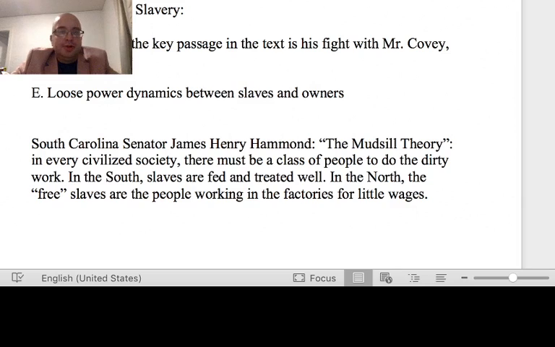Like I told you guys before too, there was lots of Southern literature that's not often read that also sort of argues for the institution of slavery. Lots of times the works of William Gilmore Simms were works that justified slavery.